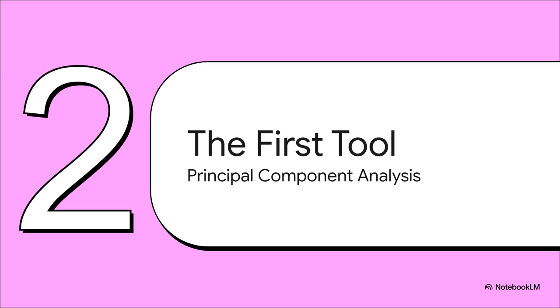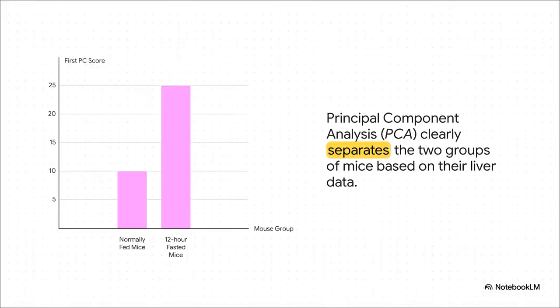So the first tool in any data scientist's toolbox is a method that's built to find the biggest, most dominant patterns in really complex data. It's called principal component analysis, or just PCA for short. You can think of it as a way to kind of zoom out and finally see the forest for the trees. And here's what happens when we run that data through PCA.